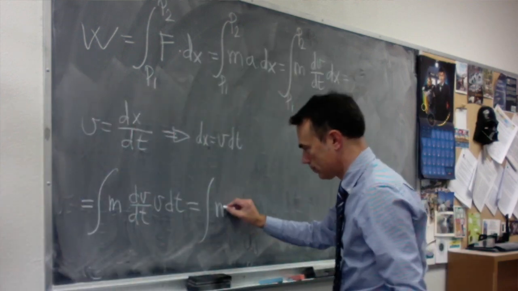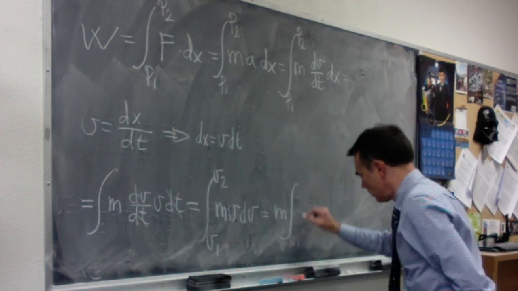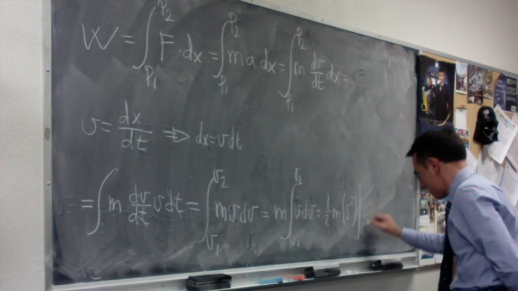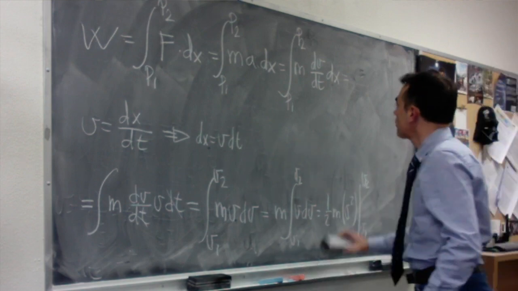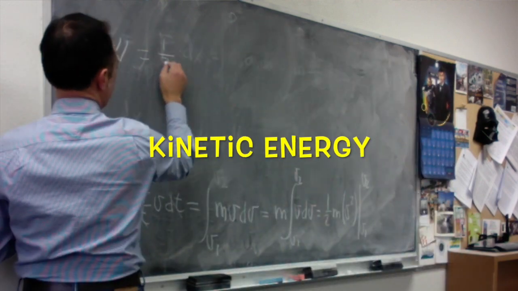The integral, therefore, can be written as the integral of m times v dv, because now my integration variable is the velocity. The limits of integration go from initial velocity v1 to the final velocity v2. I can now solve this integral and I get that it is 1/2 of mv squared, evaluated between v1 and v2. This 1/2 of mv squared is what we call kinetic energy.